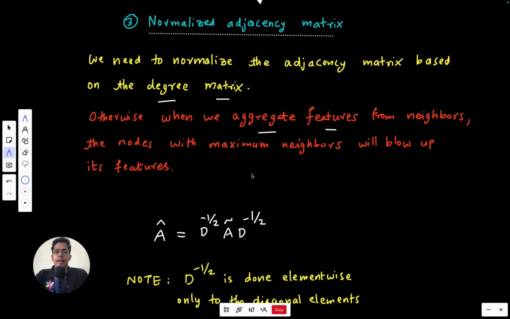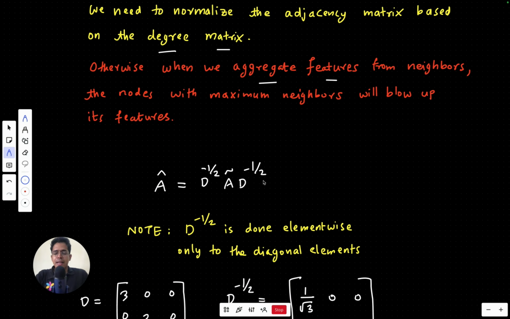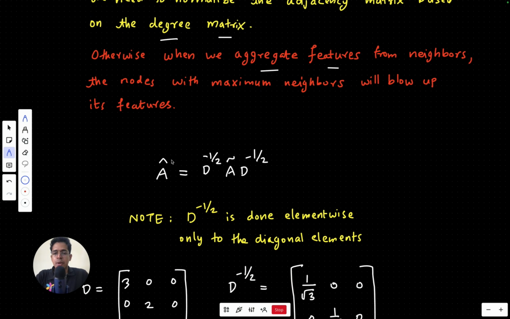So the normalization formula mathematically is as follows. It's A cap equal to D raised to minus 1 by 2 times A tilde. So what was this A tilde? If you remember, A tilde was nothing but A plus I. We did the self looping. So this was that. And what was D? D is nothing but the degree matrix. So this is the formula for calculating the normalized adjacency matrix.